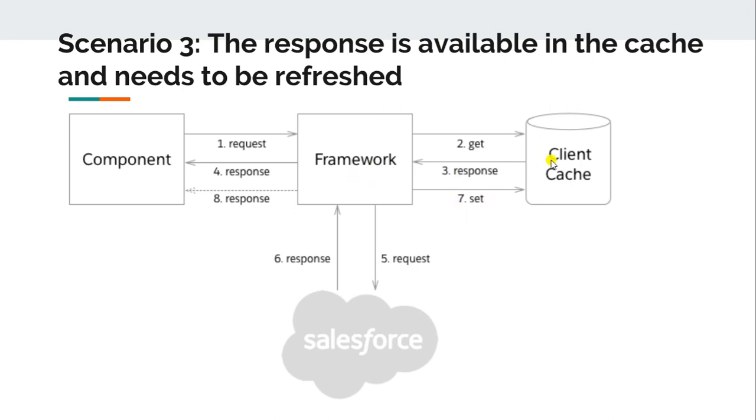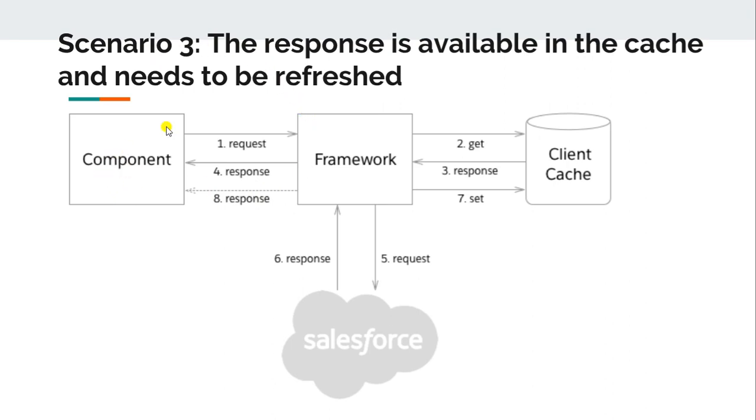What will the framework do? First it will set the cache, whatever refreshed cache we are getting, and now it will check if the response that we are getting from the server request is different. So it will call the callback function again to set the refreshed response, to display the refreshed response on the component.